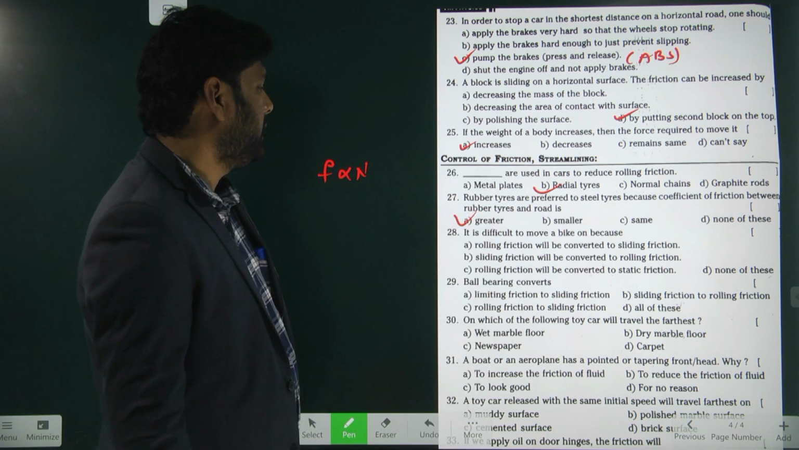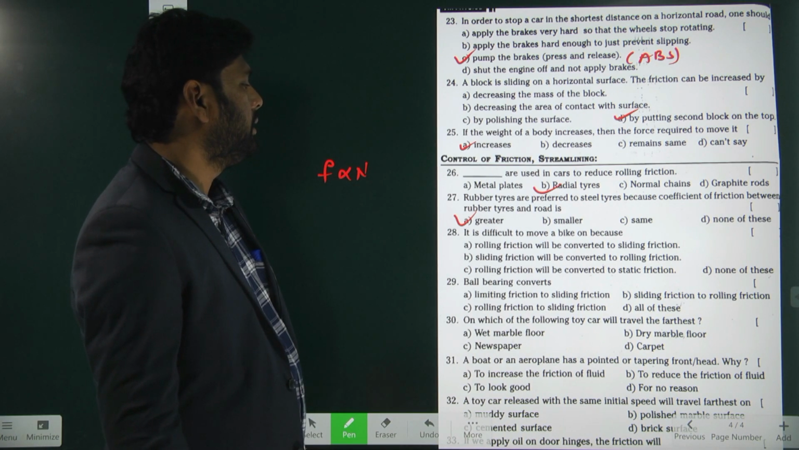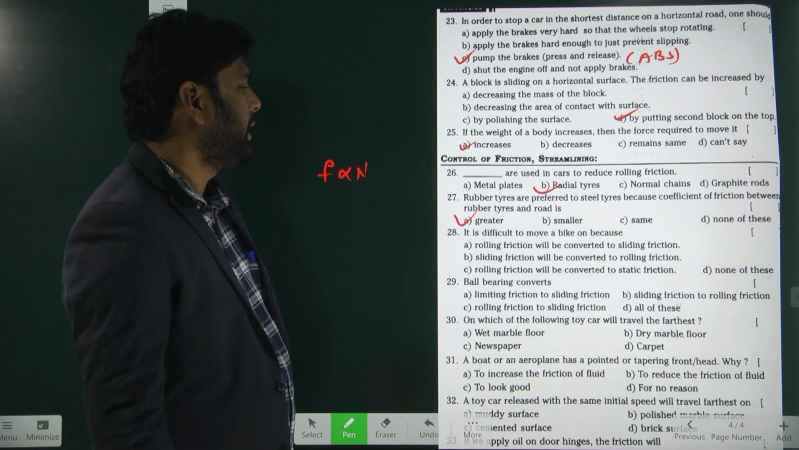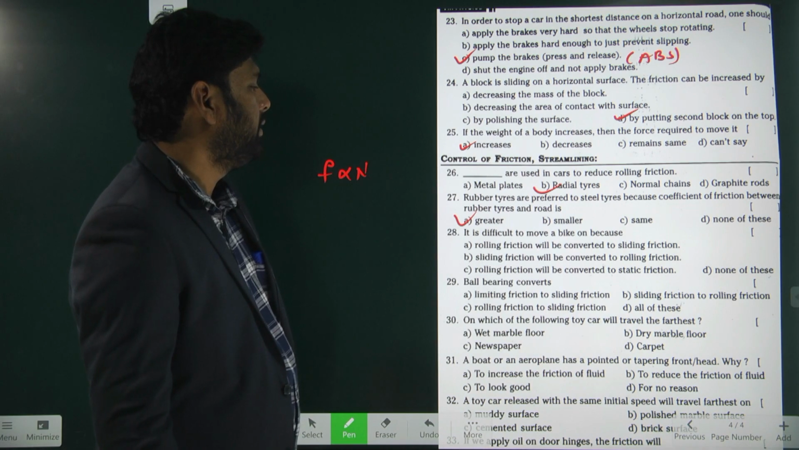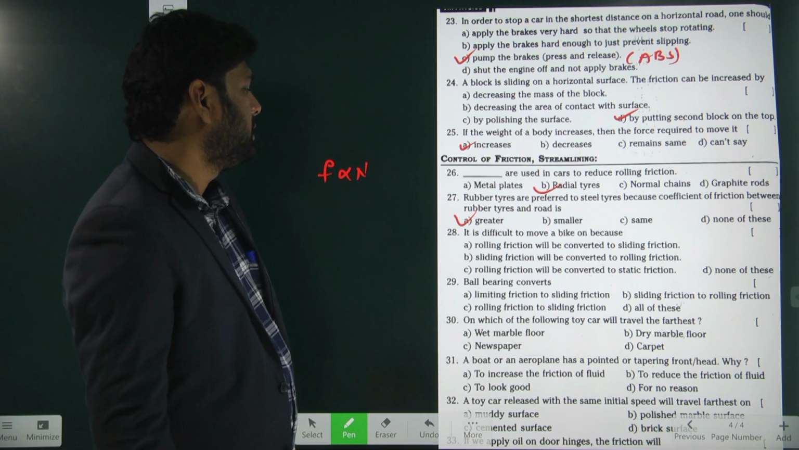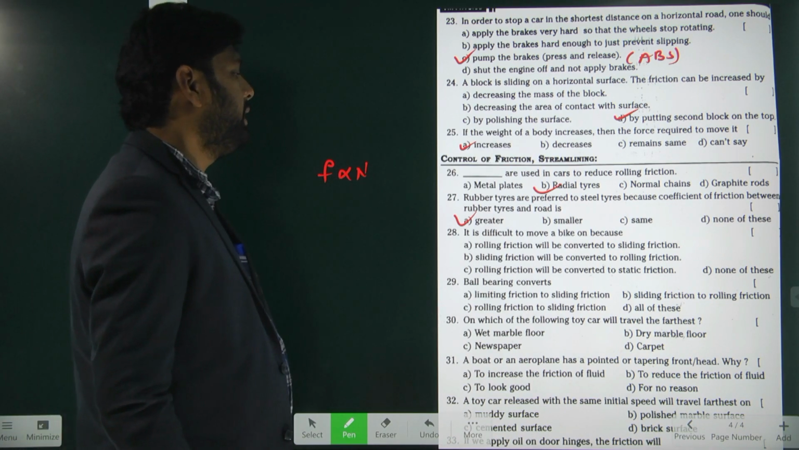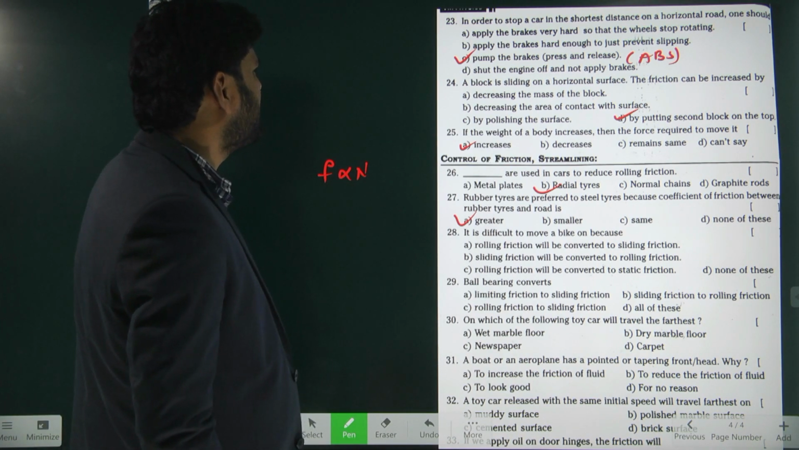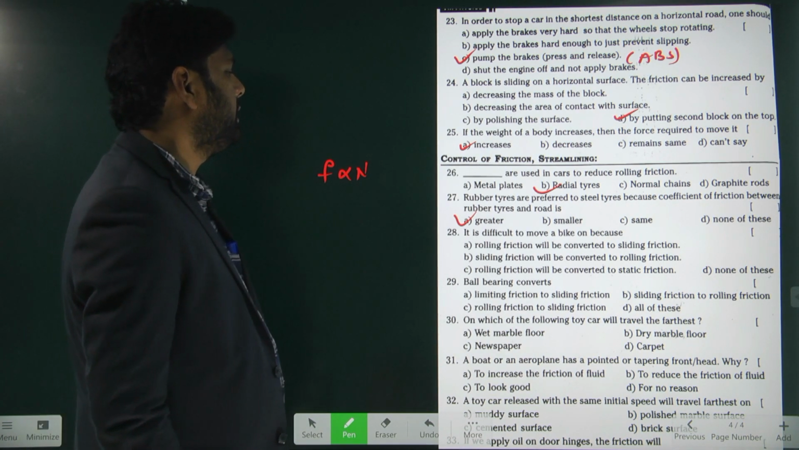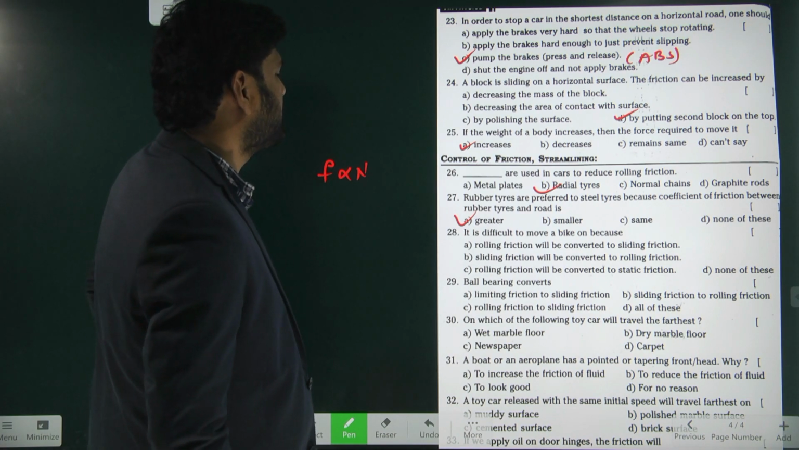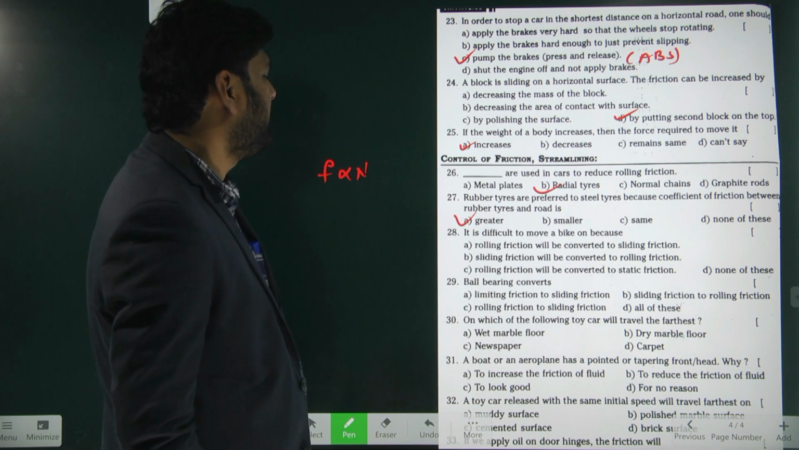Okay. Next, it is difficult to move a bike on because rolling friction will be converted into sliding friction, sliding friction will be converted into rolling friction, or rolling friction will be converted into static friction. So what is the answer here?